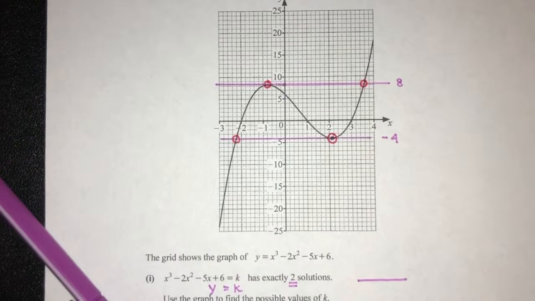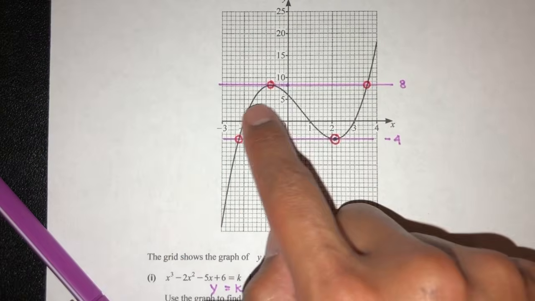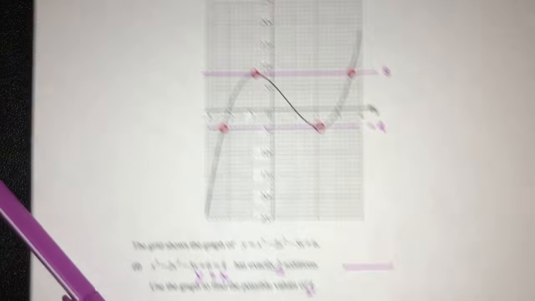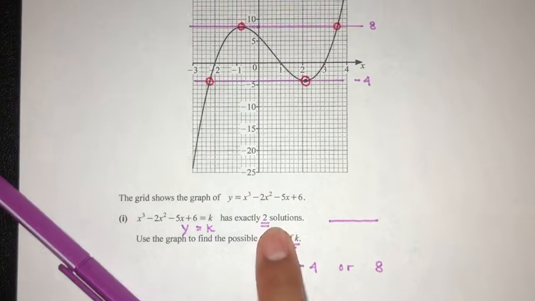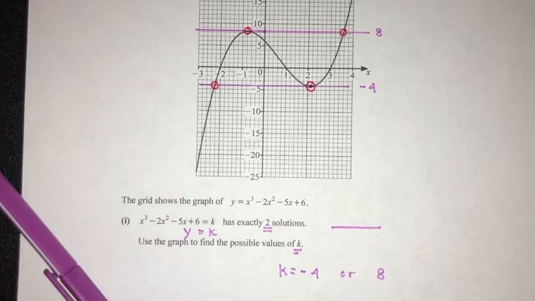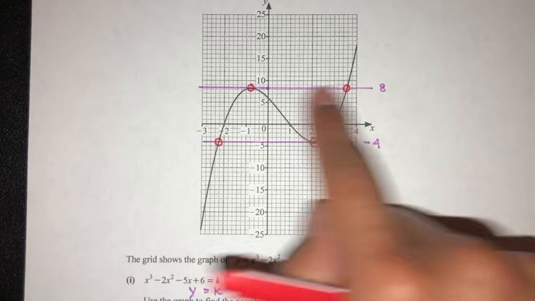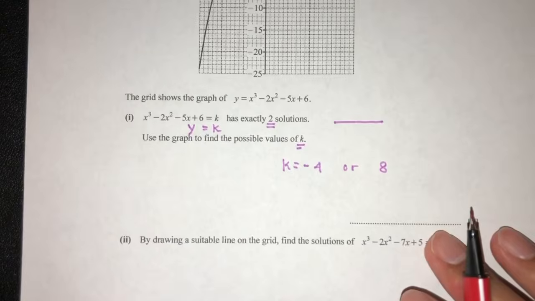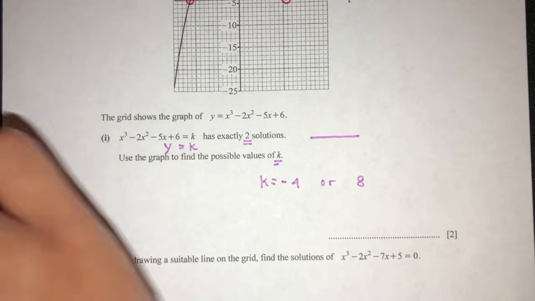For example, what if we draw the line here? You will have 1, 2, 3 points of intersection, which will not satisfy this condition. Now what if you draw the line here? It is only 1 point of intersection, so it is not good enough. So by observation, you see we can only have a line here and a line here for those two values of k. That is part 1 of this one.